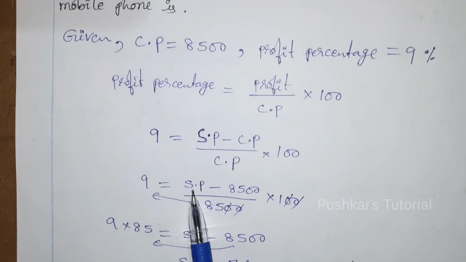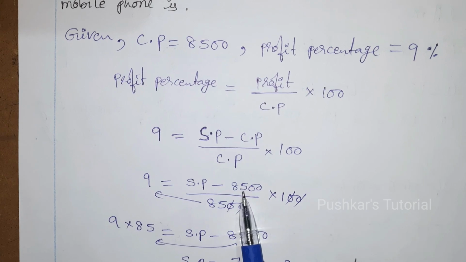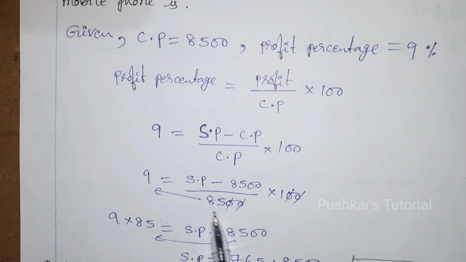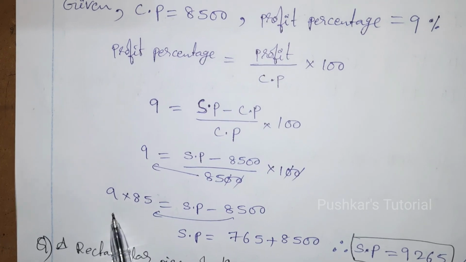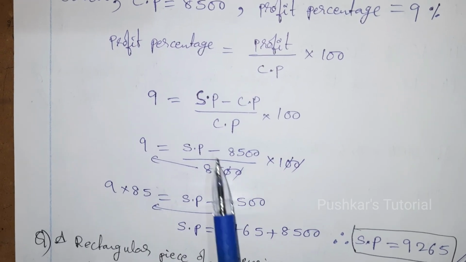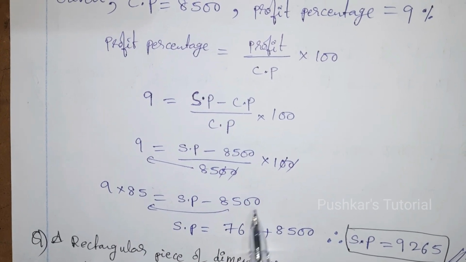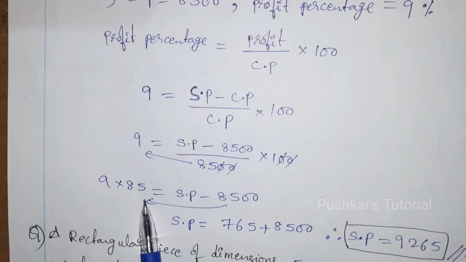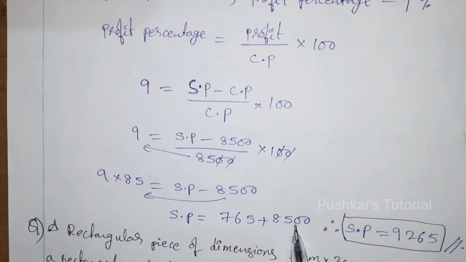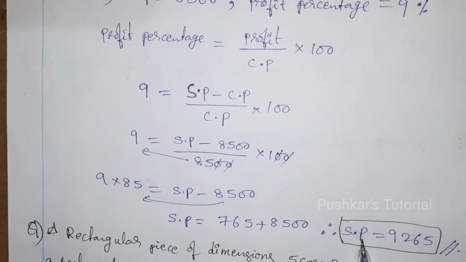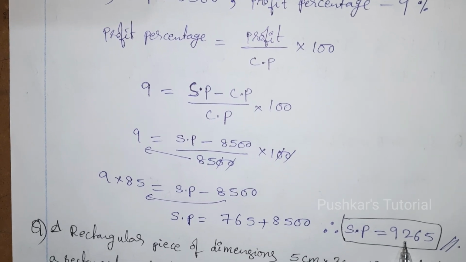So 9 is equal to selling price, which we don't know, minus cost price 8,500, into 100 by 8,500. 100 cancels. 85 will go to the left side. 85 nines are, and selling price minus 8,500, the 8,500 will go to the left side as addition. So 9 into 85 is 765 plus 8,500. Therefore the selling price is 9,265.